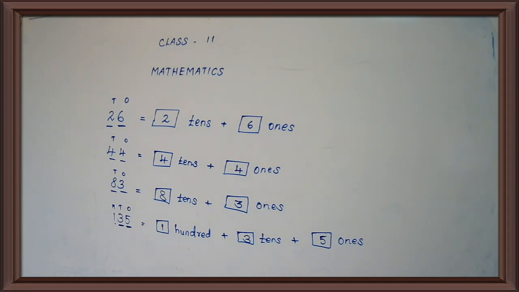Okay children. First we want to fill the ones column. How many ones are here? 5. So you take and write 5 here. Okay children. Then how many tens are here? 3 tens. The first one is the 100 place. Which number is in the 100 place? 1. So we want to write 1 in the 100 place.